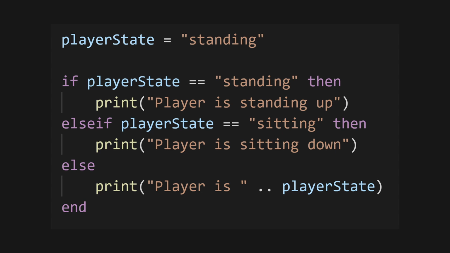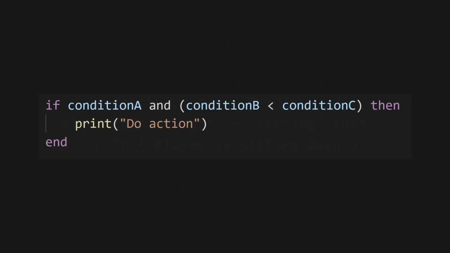Finally, we can catch any other condition with an else statement, and then print player state concatenated with the player is string. Feel free to mess around to see how changing the state or the conditional statements alters the result. Notice how we put a relational operator in this part of the if statement. You can put anything here, even if it's a long chain of operations, and you can change the order of operations using parentheses, as long as the final result is a single Boolean.